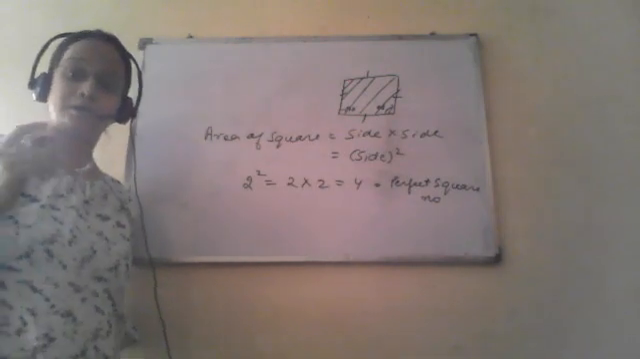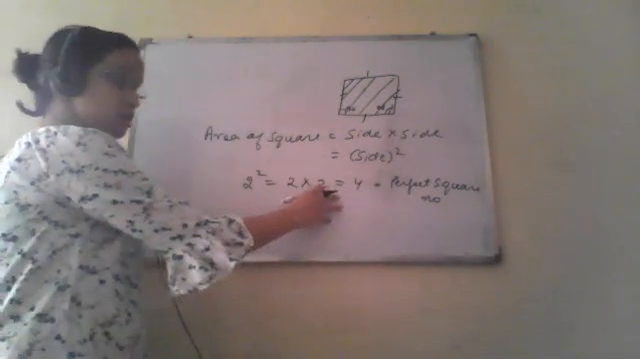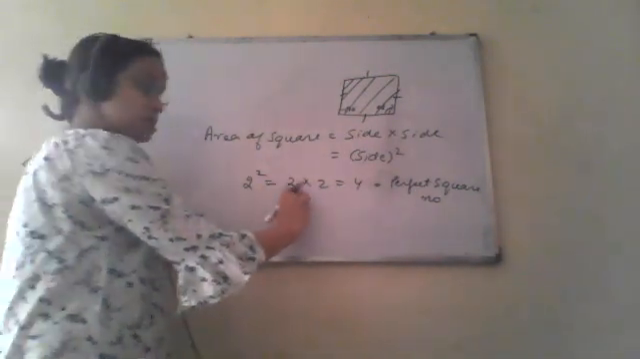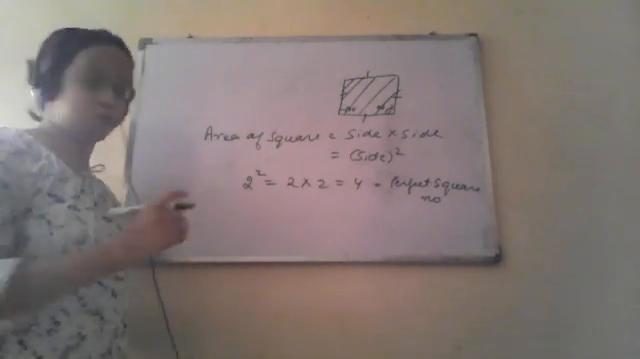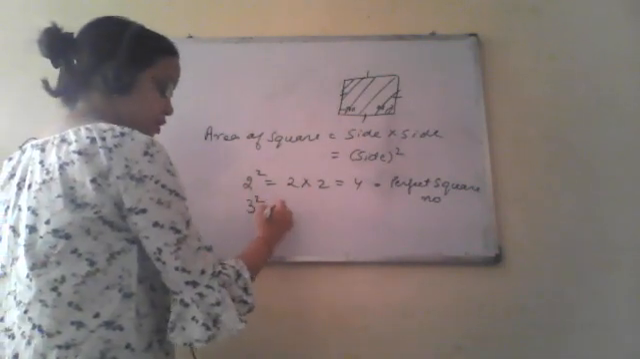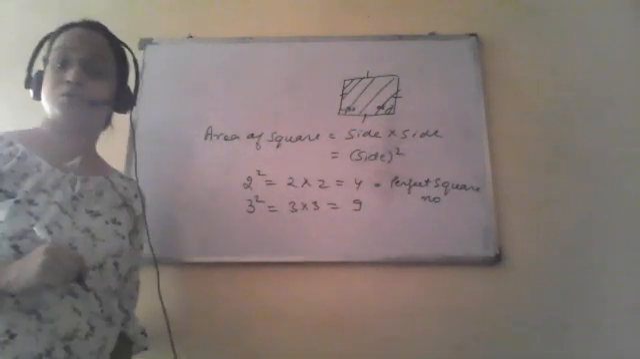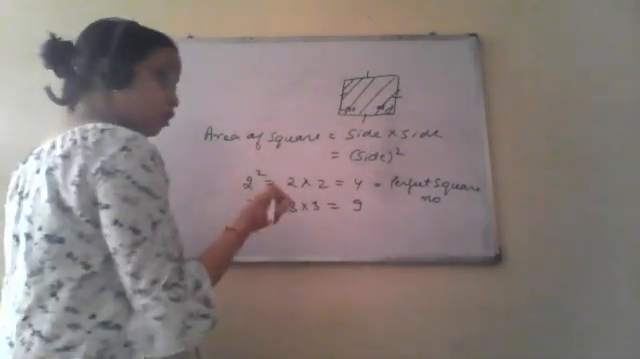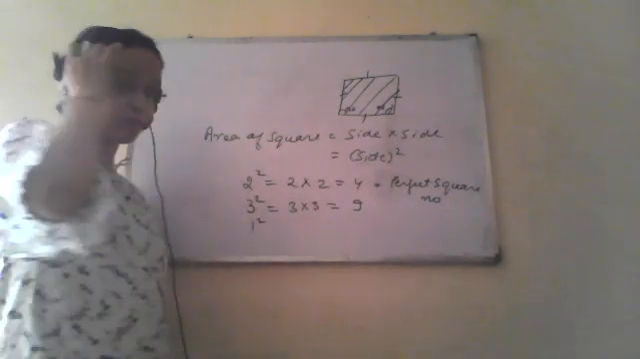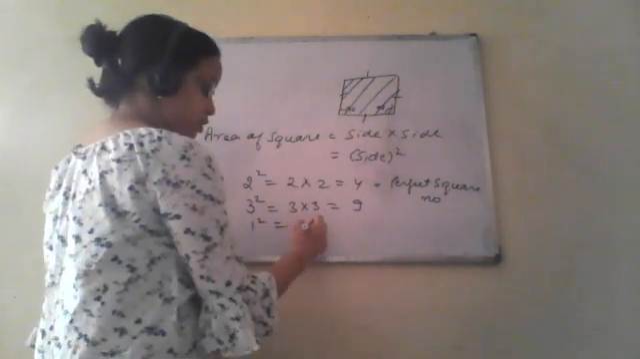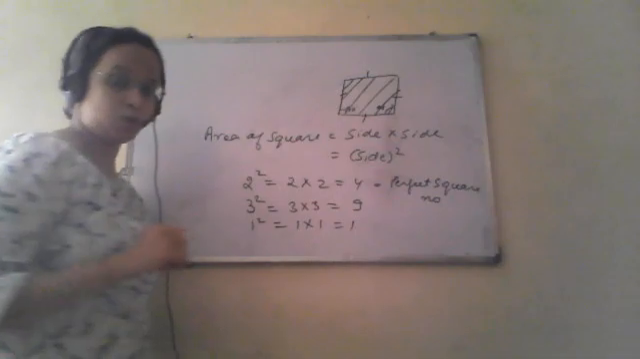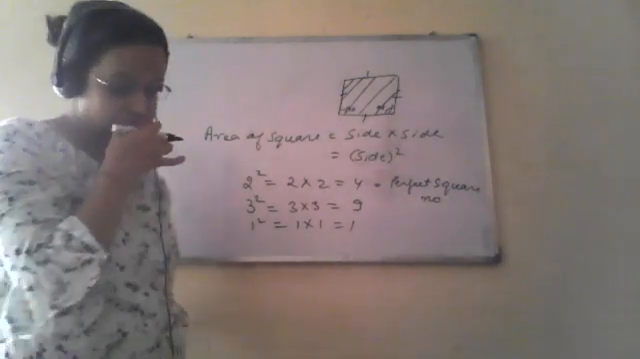Perfect square numbers are those numbers which can be expressed as a product of the same number. If we talk about 3 squared, that is 3 into 3, or 9. So this 9 is also a perfect square number. If we talk about 1, it is also a perfect square number, because 1 into 1 is 1. So these are perfect square numbers.